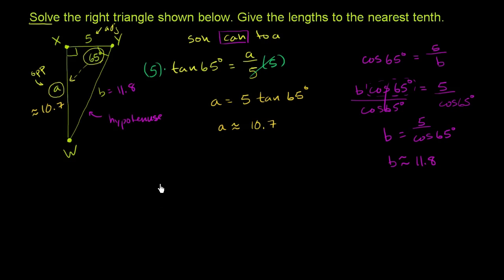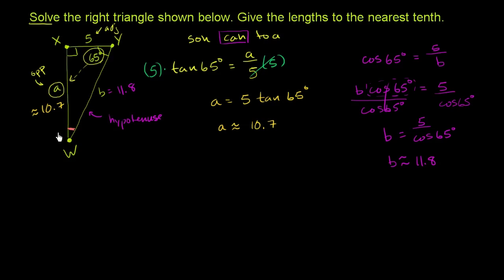And then we're almost done solving this right triangle. You could have figured this out using the Pythagorean theorem as well, saying that 5 squared plus 10.7 squared should be equal to B squared, and hopefully you would get the exact same answer. And the last thing we have to figure out is the measure of angle W. Angle W right over here. So I'll give you a few seconds to think about what the measure of angle W is.